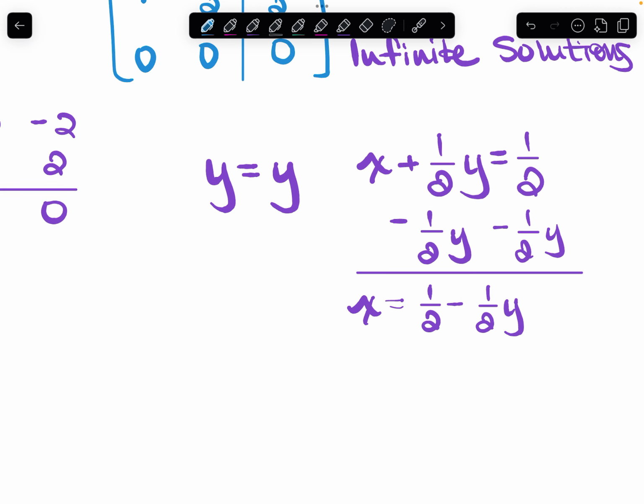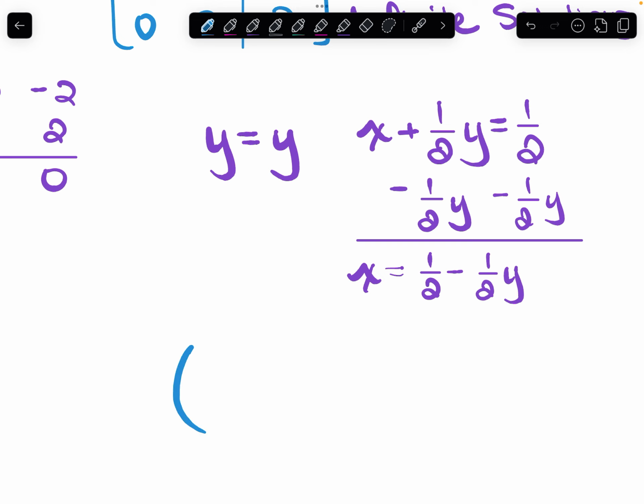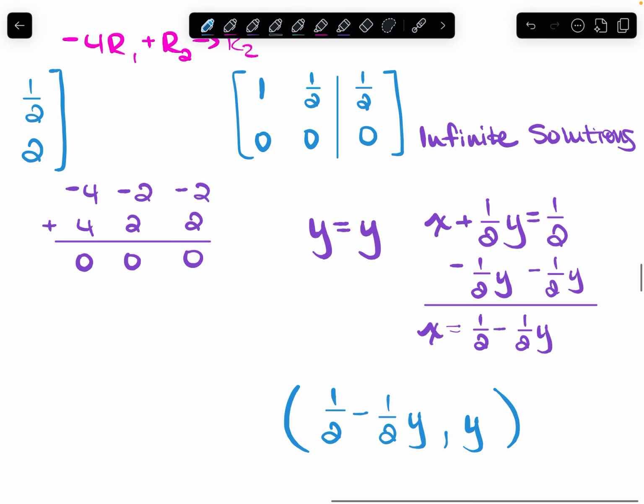So then we write it as an ordered pair, x comma y. The difference is x is not a 2 like it was last time. It is 1/2 minus 1/2 y, comma y. So this is one way to write it, in terms of our variable here. The other way to write it is to let x be x. So this is option 1.